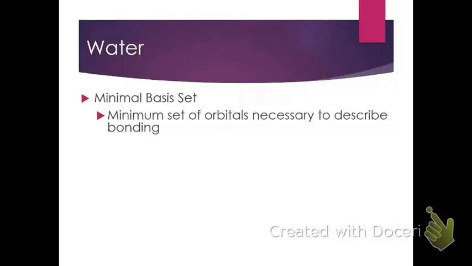So water. We know that water has 1 oxygen and 2 hydrogens. And what we call the minimum basis set is the minimum number of orbitals that are necessary to describe the bonding in a given molecule. So we're going to use the valence shell of the molecule to construct those orbitals.